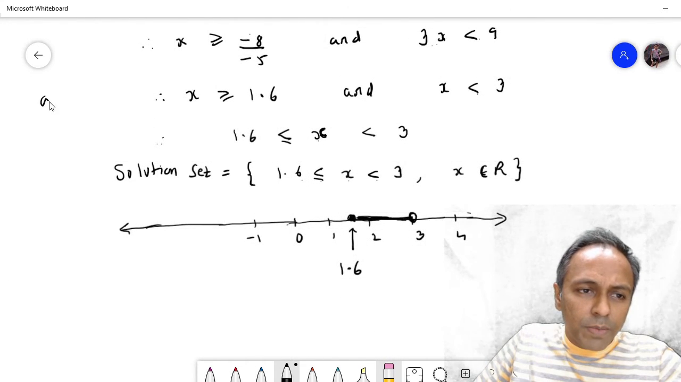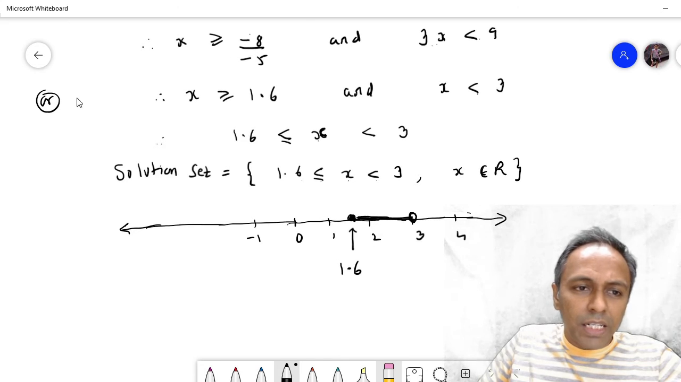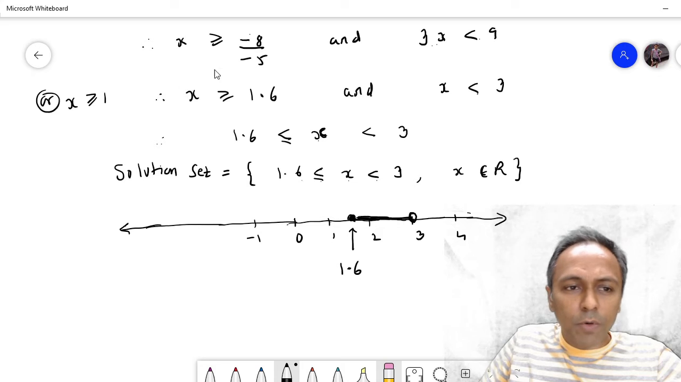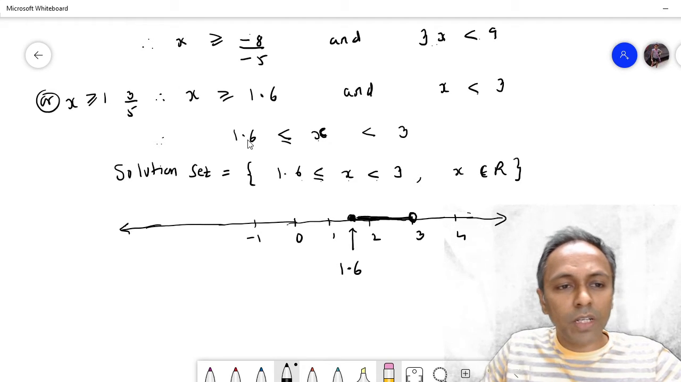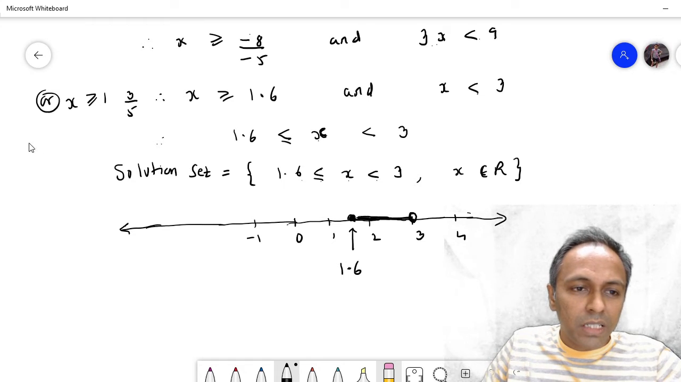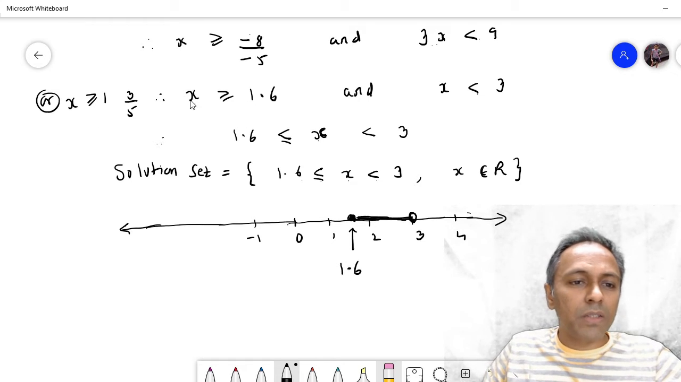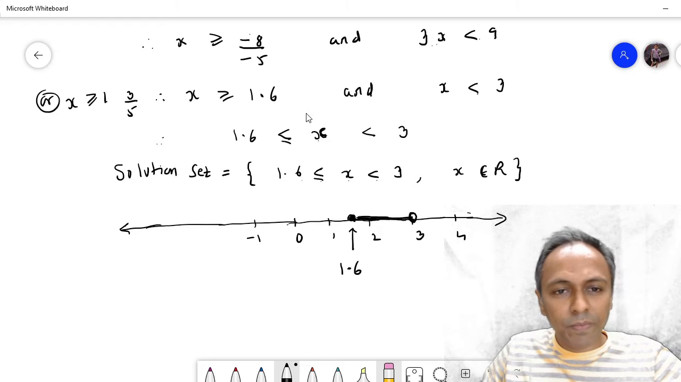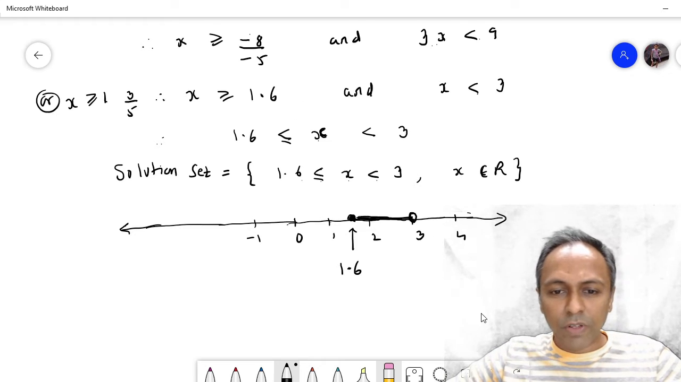Some children can also express this 8 upon 5 as a mixed fraction. 8 upon 5 on division, the quotient is 1, remainder is 3. So 1 3 upon 5 भी लिख सकते थे, या फिर 1.6 लिख दो. Whatever is comfortable to you.